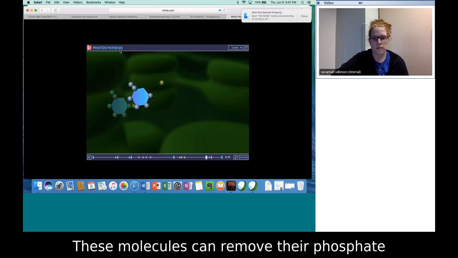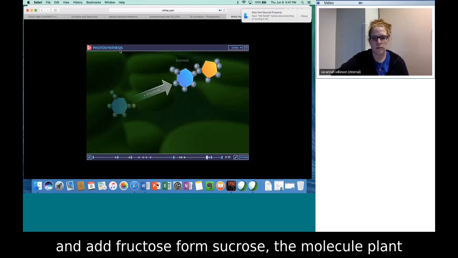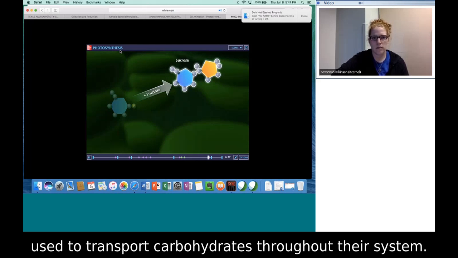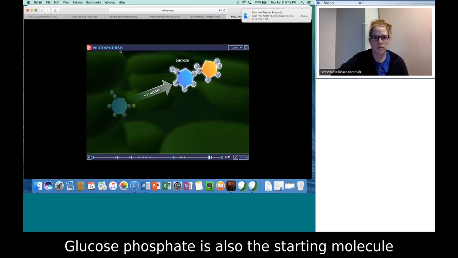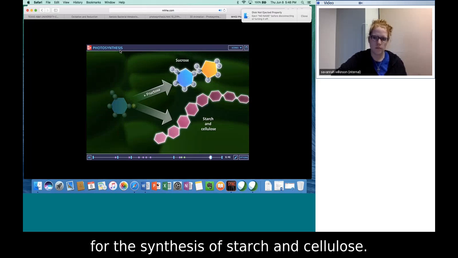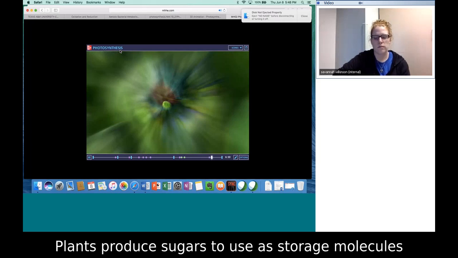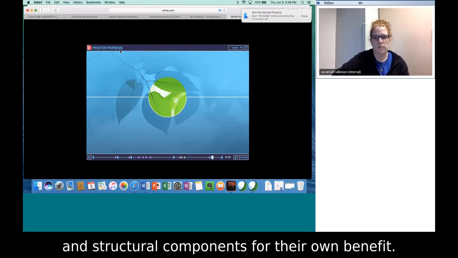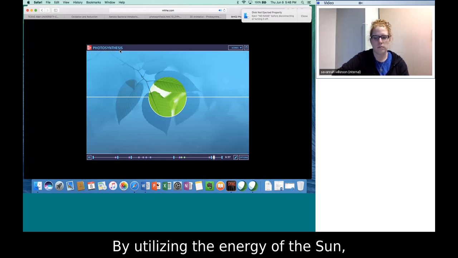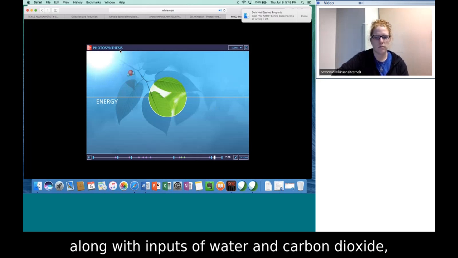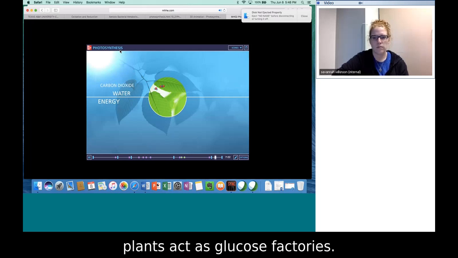These molecules can remove their phosphate and add fructose to form sucrose, the molecule plants use to transport carbohydrates throughout their system. Glucose phosphate is also the starting molecule for the synthesis of starch and cellulose. Plants produce sugars to use as storage molecules and structural components for their own benefit. By utilizing the energy of the sun, along with inputs of water and carbon dioxide, plants act as glucose factories.